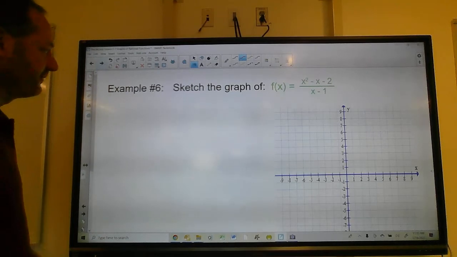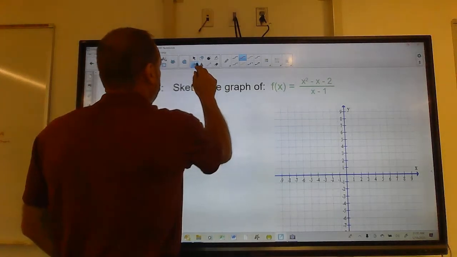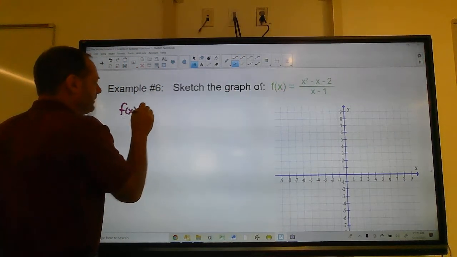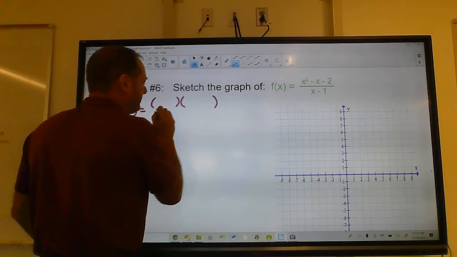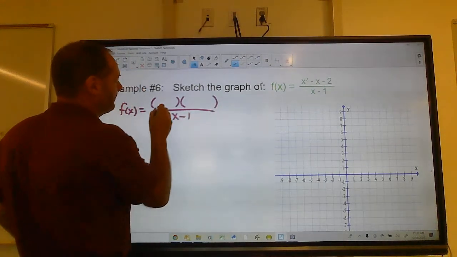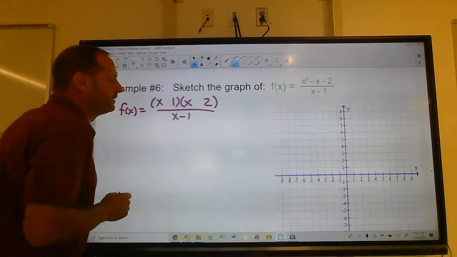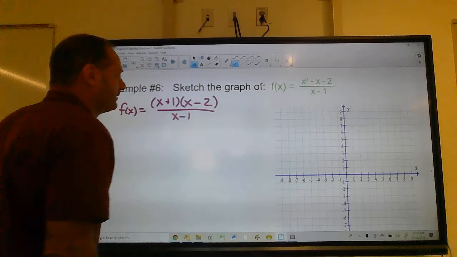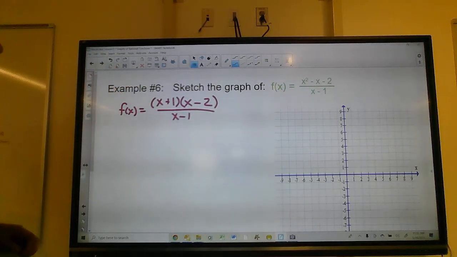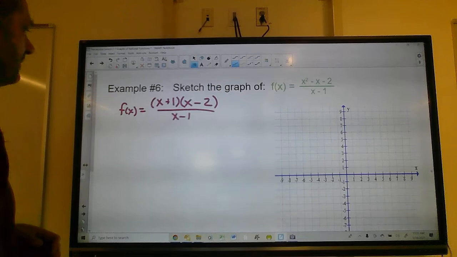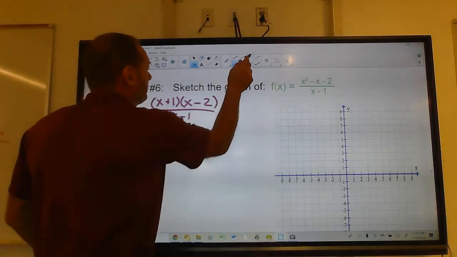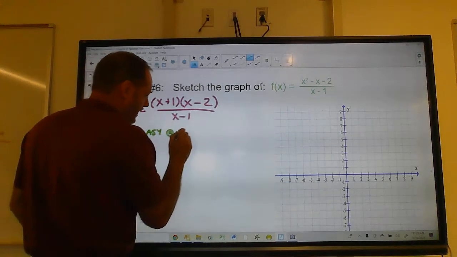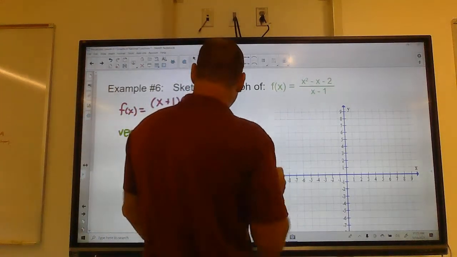Okay, let's check this one out. Let's factor the top, and we'll make sure we do this in the right order. So f of x, x minus 1 on the bottom, we got x and x, we got 2 and 1, minus 2 and plus 1. So nothing's going to cancel. There's not going to be any holes in this graph. We are going to have a vertical asymptote, though, at x equals 1. So we'll go ahead and put that on there.